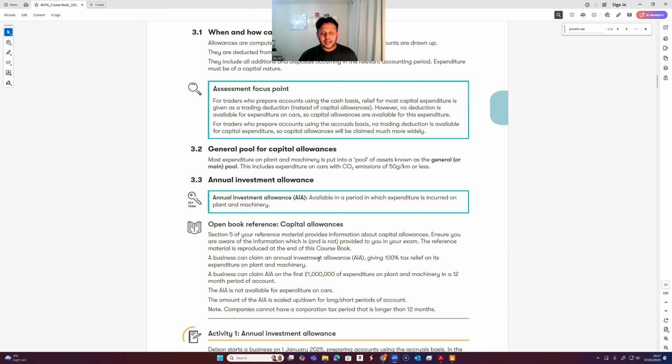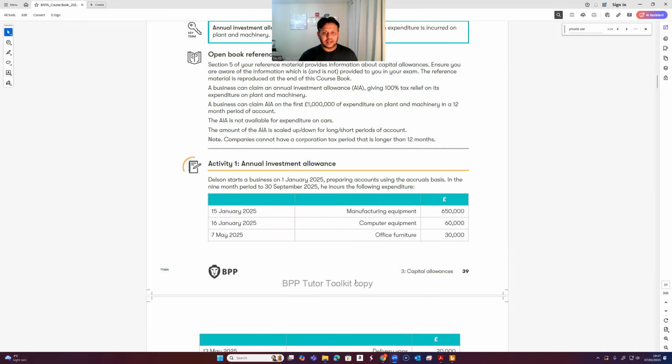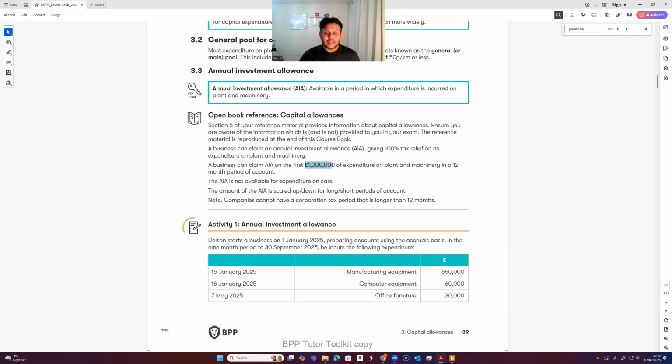So the first one, I like to start with the annual investment allowance, that is 1 million. Let's quickly go through a few things. Annual investment allowance is 1 million for the whole year, for the 12-month period, on plant and machinery. So if we have more than 1 million, the remaining balance will move to the general pool. For example, on the first box, if we have plant and machinery of 2 million, I can deduct 1 million for the annual investment allowance, and the remaining balance will move to the general pool. So 1 million will be deducted and another 1 million will be moved to the general pool.